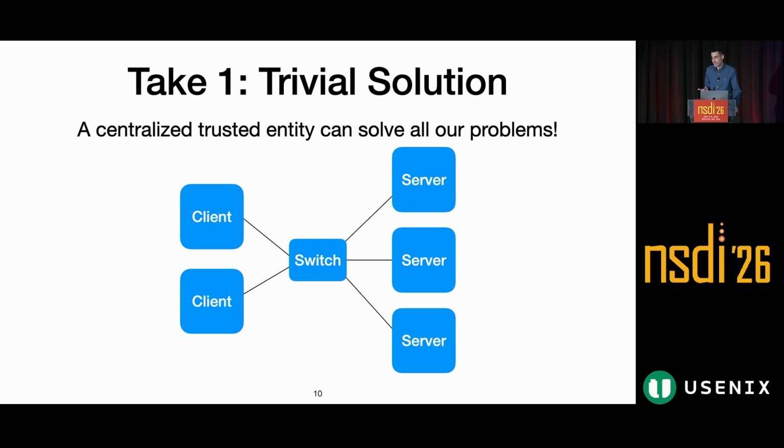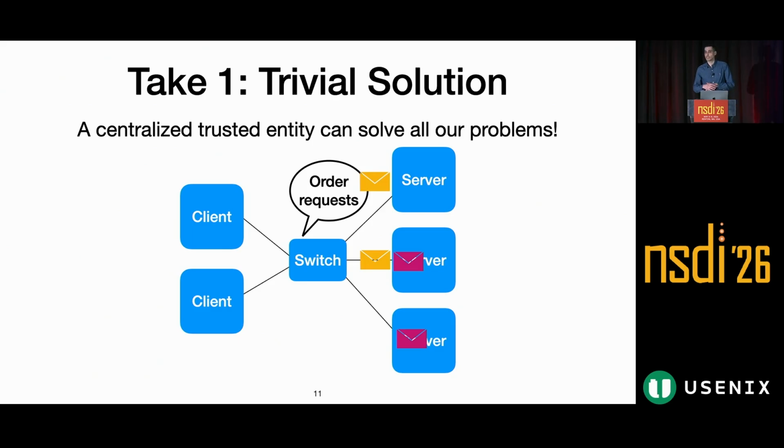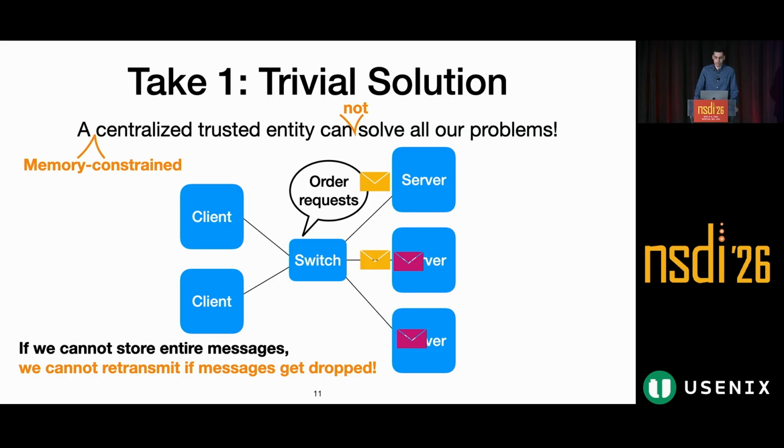Initially, you might think that having a centralized trusted component is going to make this problem completely trivial. The most straightforward approach would be to have the switch sequence client messages and then distribute them to all servers. This, of course, works until some messages get lost in the network. In that case, we need the switch to retransmit the lost messages to the servers. However, programmable switches are memory constrained and they cannot store entire messages to be retransmitted later by the switch. So this would not work.